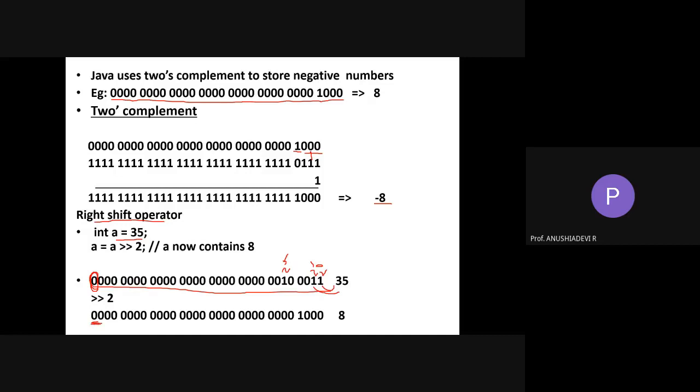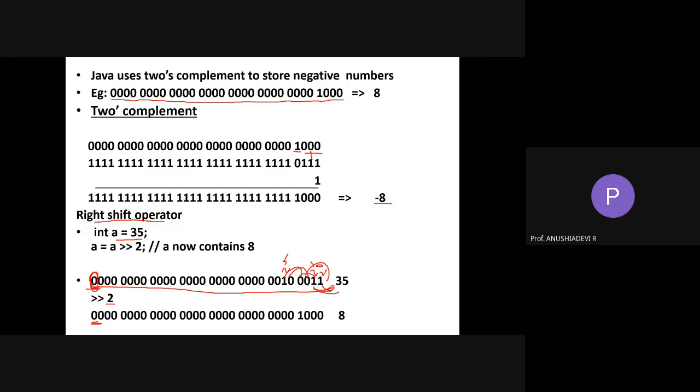While I am shifting to the right side, there are 2 empty spaces, because I'm shifting 2 times. So this one will come here, and these two ones go out. Then this 0 fills this place, and this 0 will fill this place, and this 0 will come to this place, and this 1 will come to this place. It keeps on shifting. So finally the last two spaces are free.